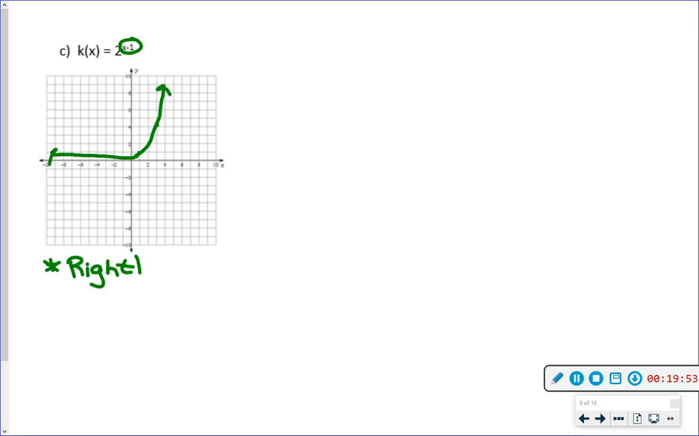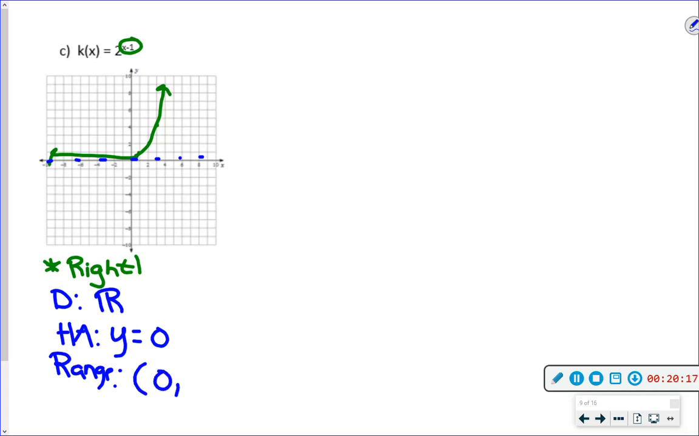Not the best drawing, but we're going to go with it. Oh, I feel like a broken record. Domain, of course, still all real numbers. You can use anything you want for an exponent. Now, our horizontal asymptote, no vertical shift, no up or down, so still there at 0, of course. And our range, just looking at the graph, lowest to highest, we're above 0. So I'm just going to go interval 0 to infinity. Any questions on those guys?